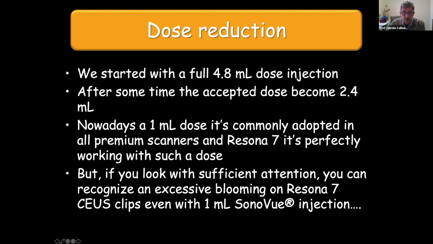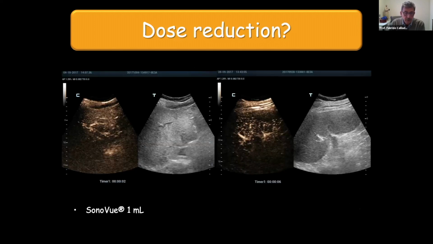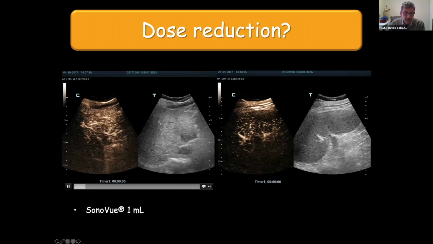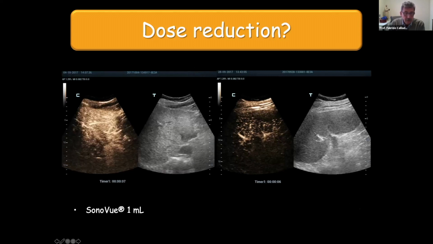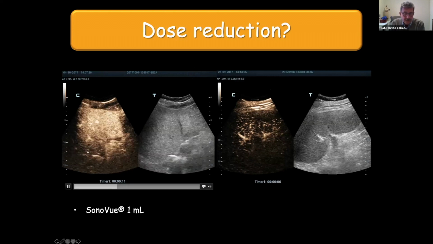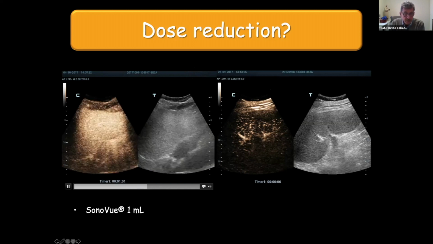Now, with all the premium scanners, and of course with Resona 7 it is the same, we can use 1 milliliter dose to have a perfectly working examination. But if you look with sufficient attention, you can recognize an excessive blooming on Resona 7 clips, even if you inject just 1 milliliter of Sonoview. We can look. This is a normal liver examination. We inject, and you look, it is so full of contrast that everything here in the lower portion is obscured by the contrast. It's a blooming situation.